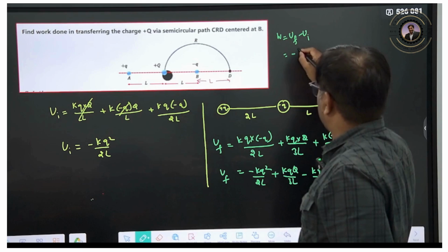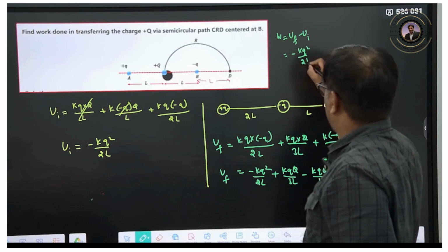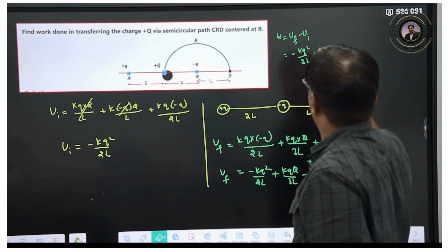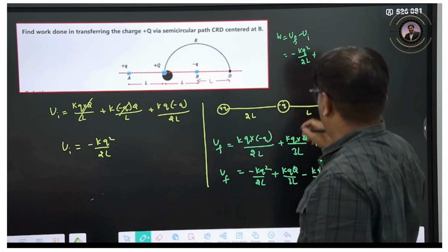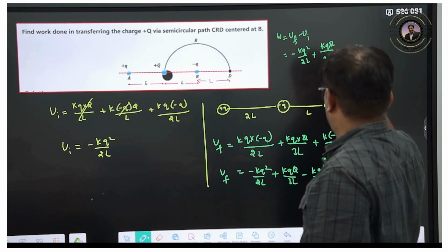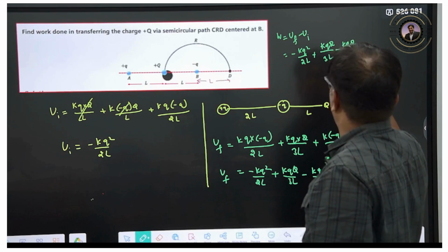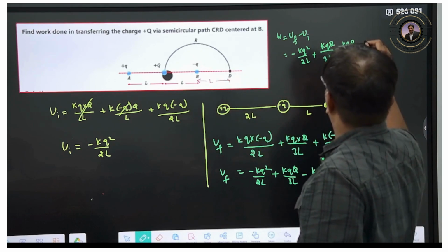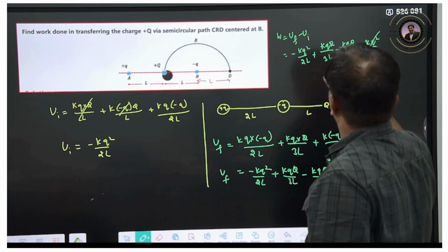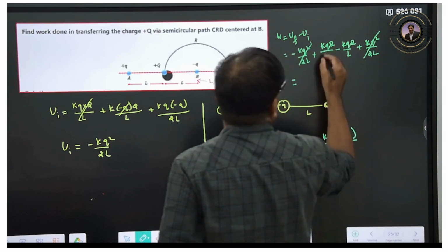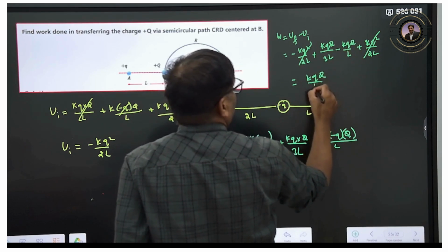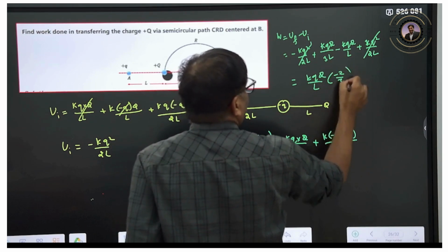So therefore minus kq² by 2L plus, sorry, not 3q, it is kq into q by 3L minus kq into q by L. So minus of minus is plus kq² by 2L. This plus and minus get cancelled out now. So here kq² by 3L minus kq² by L. Now kq into q by L taken common, minus 2 by 3.